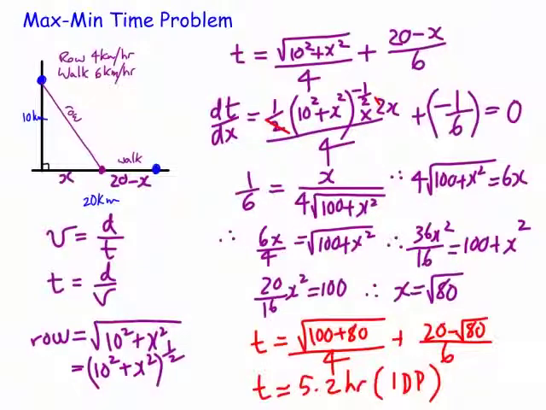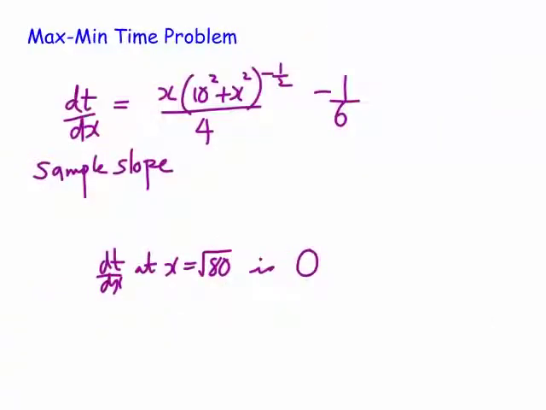Now, just to verify that this is actually a minimum time, I thought I would demonstrate it. If you look over here, I've got the derivative, dt/dx, and we're going to sample the slope. The second derivative would be a bit messy, but we can just sample the slope a little bit before root 80. So before, say at x equal to root 70, and a bit after, x equal to, say, root 90.